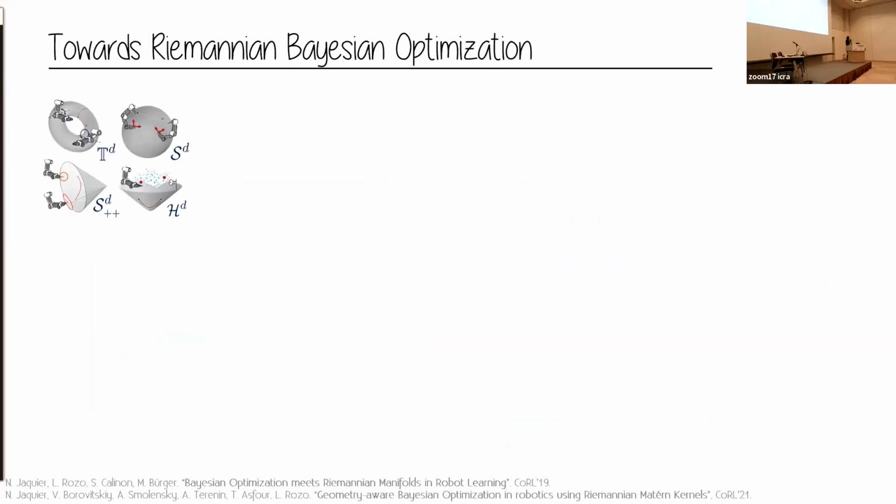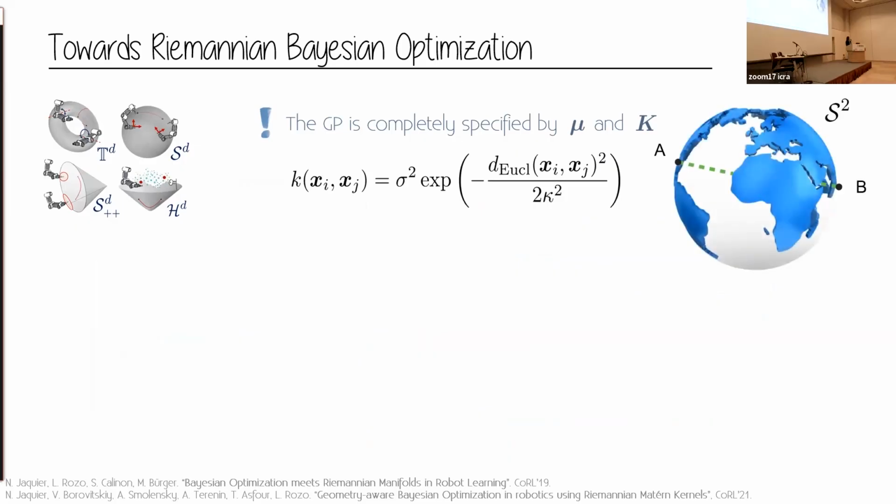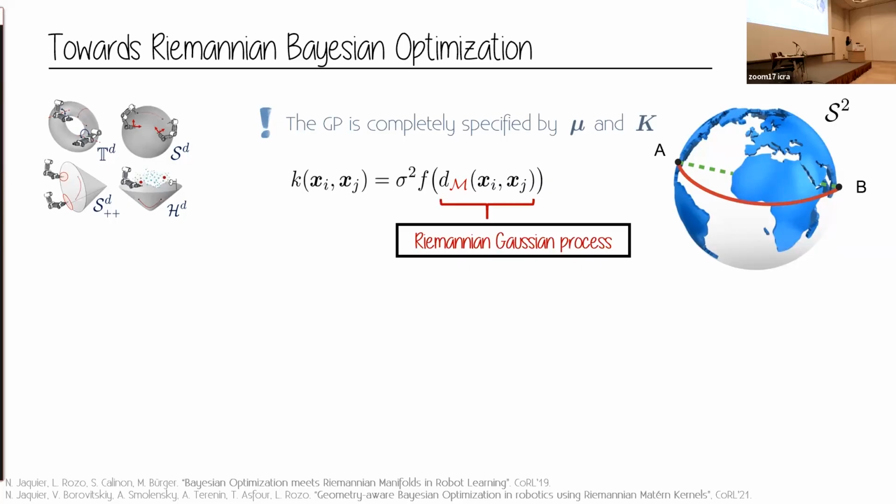So now let's say we want to optimize a function, but our input belongs to a Riemannian manifold. So we have here to take into account two main points. The first one is that the Gaussian process is completely specified by its mean and by the covariance matrix that we put there. Usually the covariance matrix is represented using Euclidean distances, and as you may know by now, Euclidean distances are not great to represent the behavior of data on Riemannian manifolds. So what we will do here is to design Riemannian Gaussian processes through the use of Riemannian kernels to be able to consider data on Riemannian manifolds.